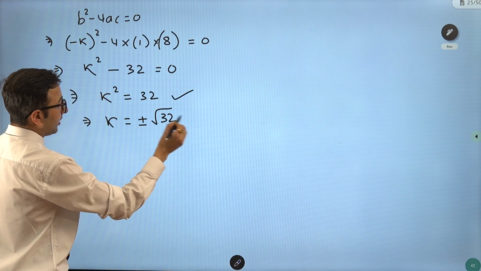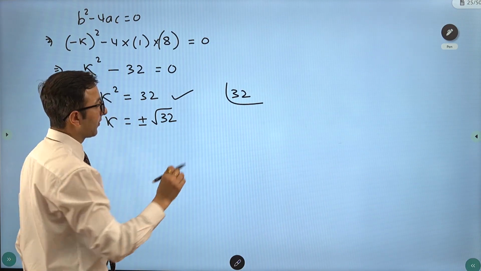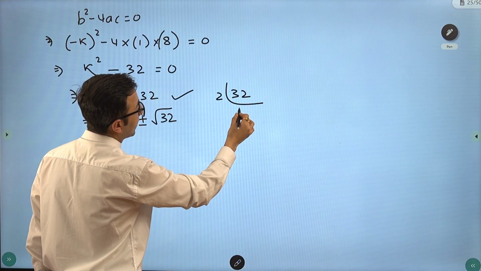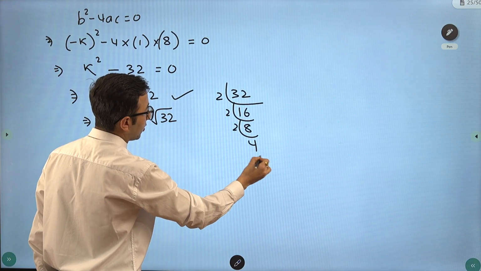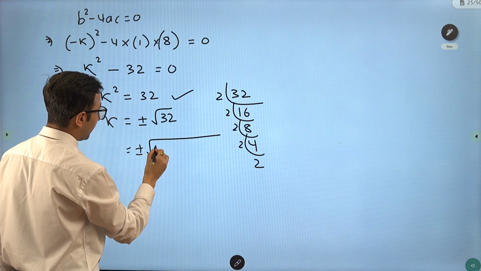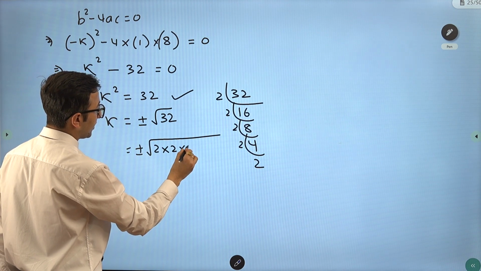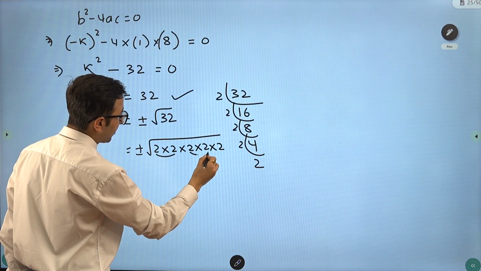So here, to find out the square root of 32, since 32 is not a perfect square, we will go with the prime factorization: 32 to 16, to 8, to 4, to 2. So this is equals to plus minus square root of, we can write 2 multiplied by 2 multiplied by 2 multiplied by 2 multiplied by 2. From here we have to make the pair.